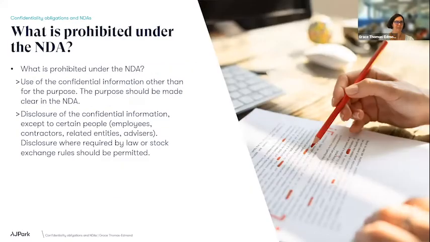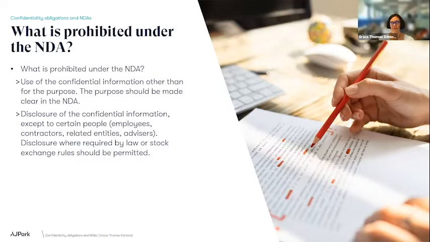So what is prohibited under an NDA? So usually it's disclosure of the confidential information, which seems obvious, except to certain people, or that exception about law, but also the use of the confidential information other than for the purpose. So sometimes you do come across NDAs that only prohibit disclosure, but they don't also prohibit use, which is actually really important, because often you don't want the recipient using the information internally for some purpose that's not the purpose you gave it to them for.